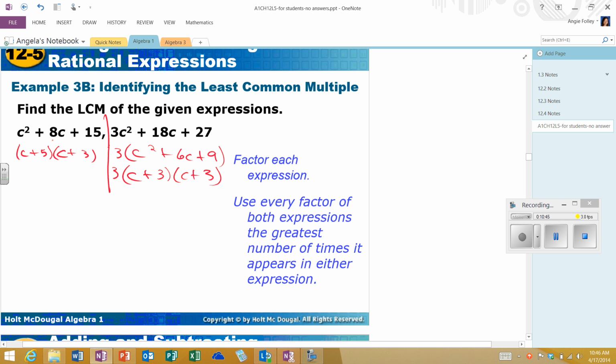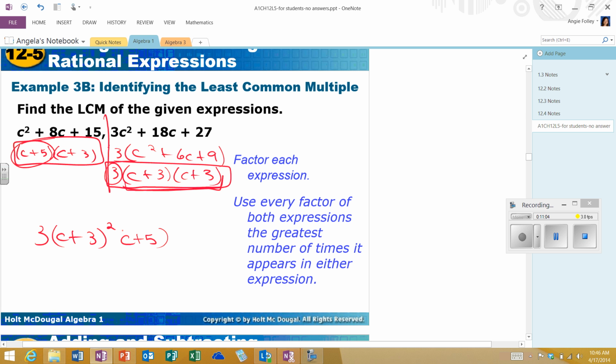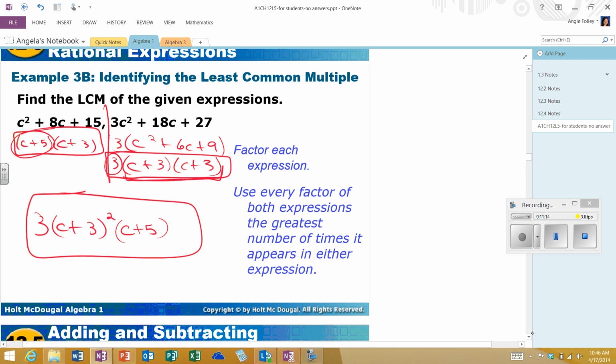Okay, so now I've got this and I've got this. Well, I know I'm going to have a 3 in my answer. I know that I need at least 2 c plus 3s, so 2 of those is squared. And then because this has a c plus 5, I also need a c plus 5. So this is your least common multiple. You're basically taking parts that all of them have and coming up with your least common multiple.